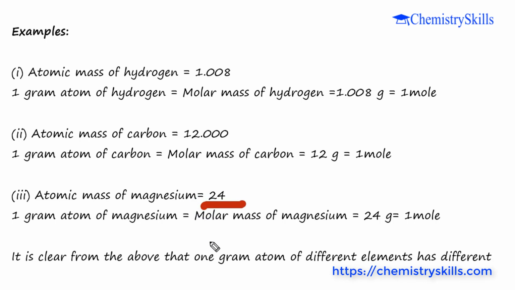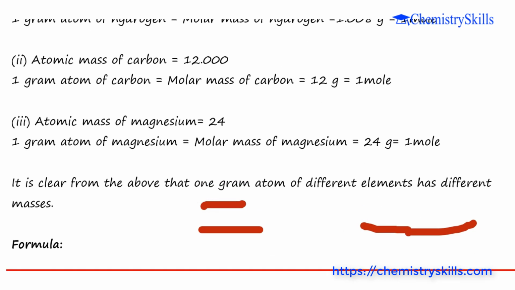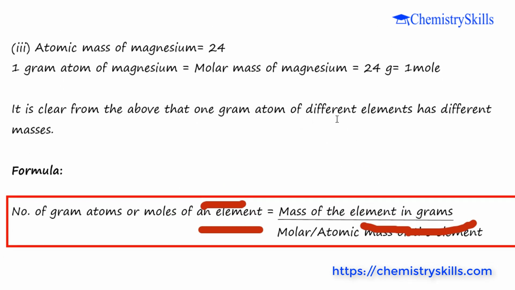And if we would like to take 1 mole of magnesium, what will we do? 1 gram atom of magnesium is actually 1 mole. So we take the molar atomic mass of magnesium equal to grams. So 24 grams of magnesium will be equal to 1 mole of magnesium. Understand? So I think it is clear from the above that 1 gram atom of different elements has different masses.